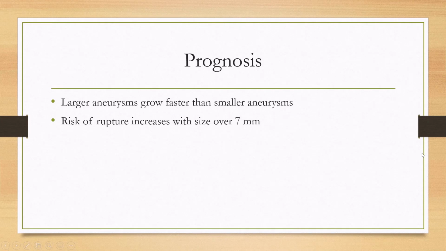In terms of prognosis, larger aneurysms grow faster than smaller aneurysms, and larger aneurysms also tend to rupture and have a higher risk of rupture than smaller aneurysms. Specifically, at a size of 7 millimeters and greater, the risk of growth and rupture starts to increase.